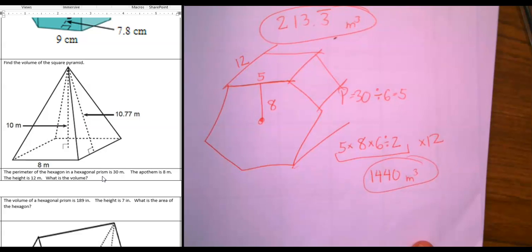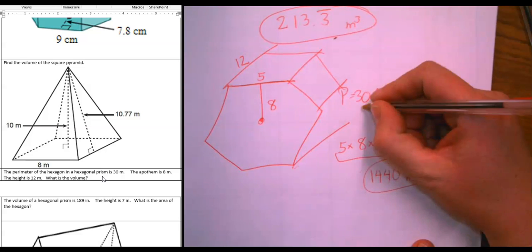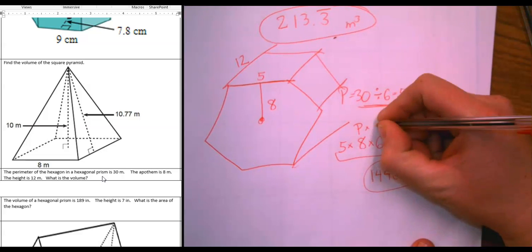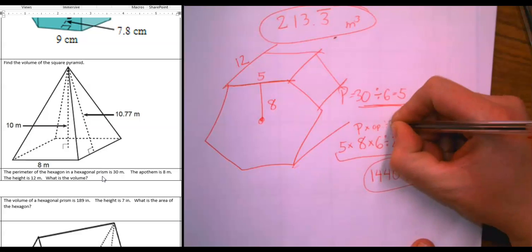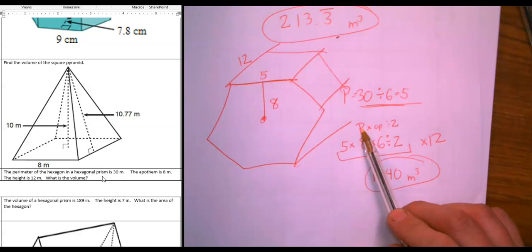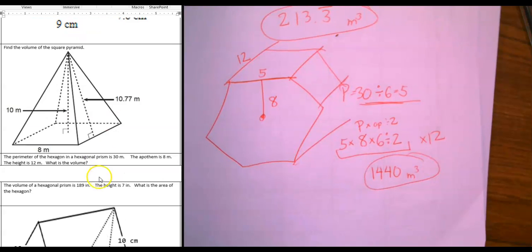I'm going to just comment really quick here that you didn't actually have to do this part. It's perimeter times apothem divided by 2 is really what you're doing here. But if you didn't recognize this perimeter times apothem and you just want to do it how you usually do it, that will work too.